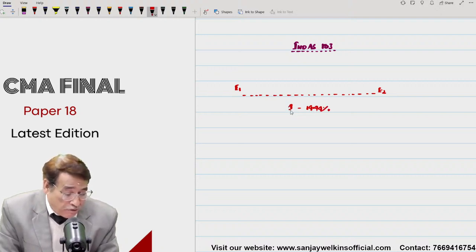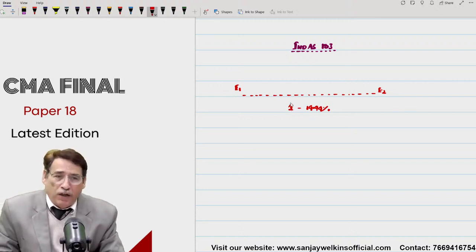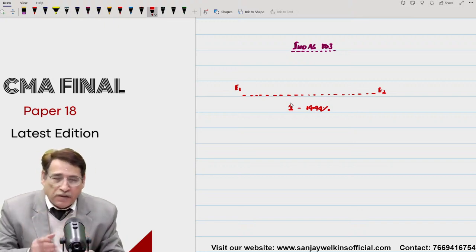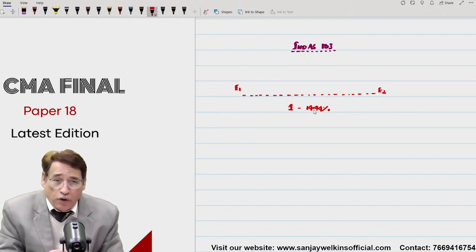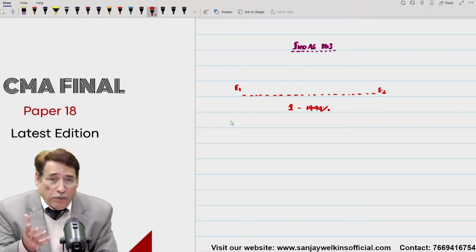Suppose I have invested some amount in another entity and the range of my investment is from 1% to 19.99%, that means less than 20%. Suppose I have invested in another entity and my investment comprises 7%, 8%, 9%, 10% up to 19.99%. In this case, before I move further, let me also explain it.